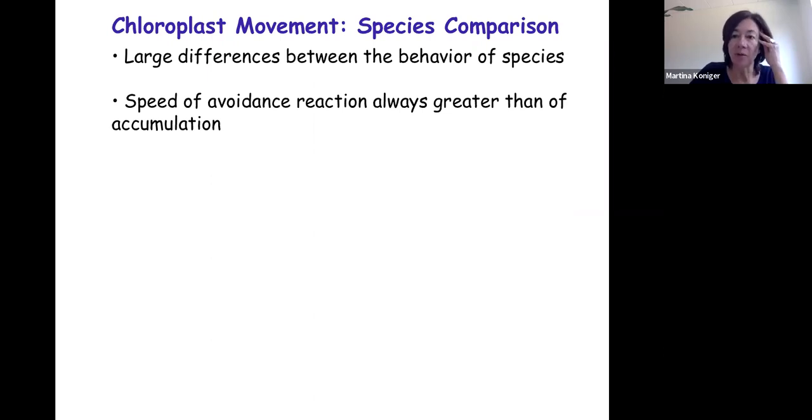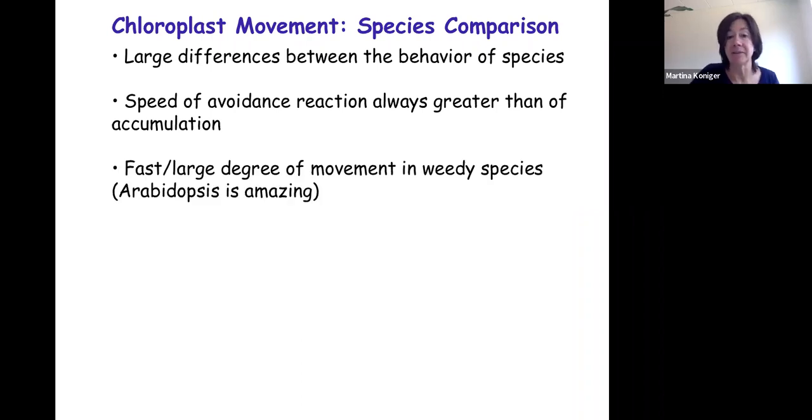What we also found out is the avoidance reaction is always faster than the accumulation response. And if you think about it, that makes intuitive sense, right? If you have too much light, like if you are sitting in bright sunlight, it's more important for you to get out of that quickly so that you don't get a sunburn and some damage, right? If you're in a shaded area, you might, as a plant, do better with more light, and moving your chloroplasts so that you can capture more is a good thing, but it's maybe not as life and death kind of thing as getting out of the sun, right?